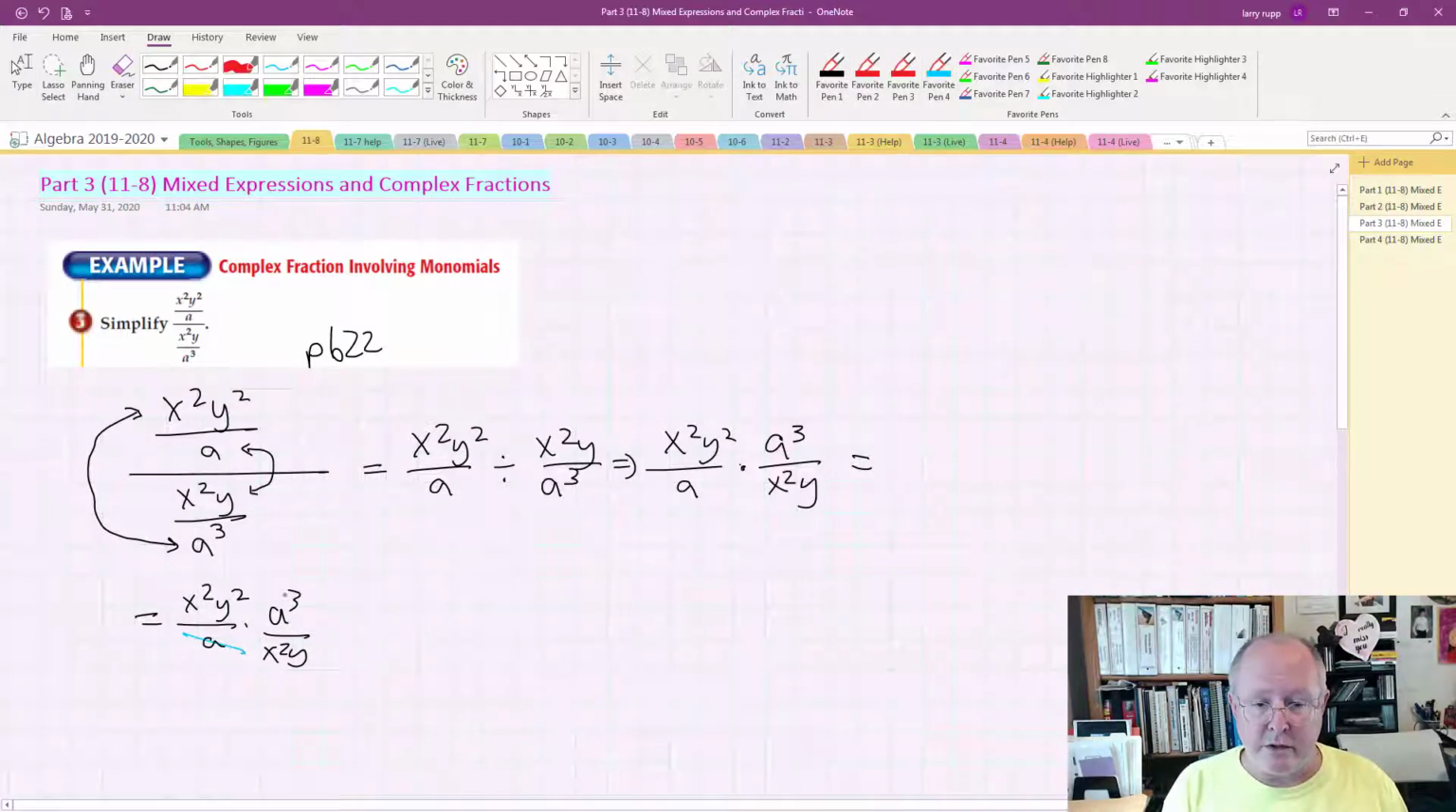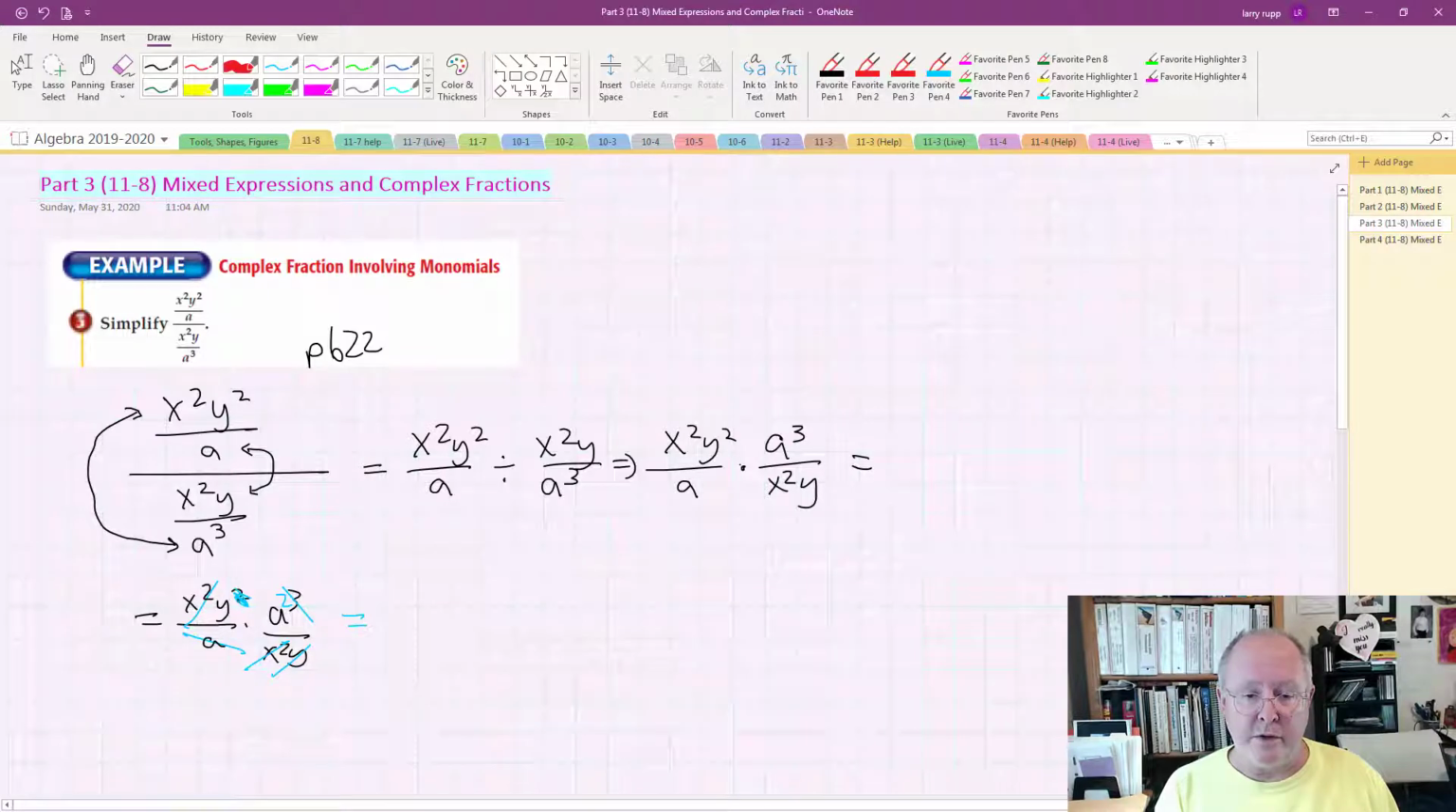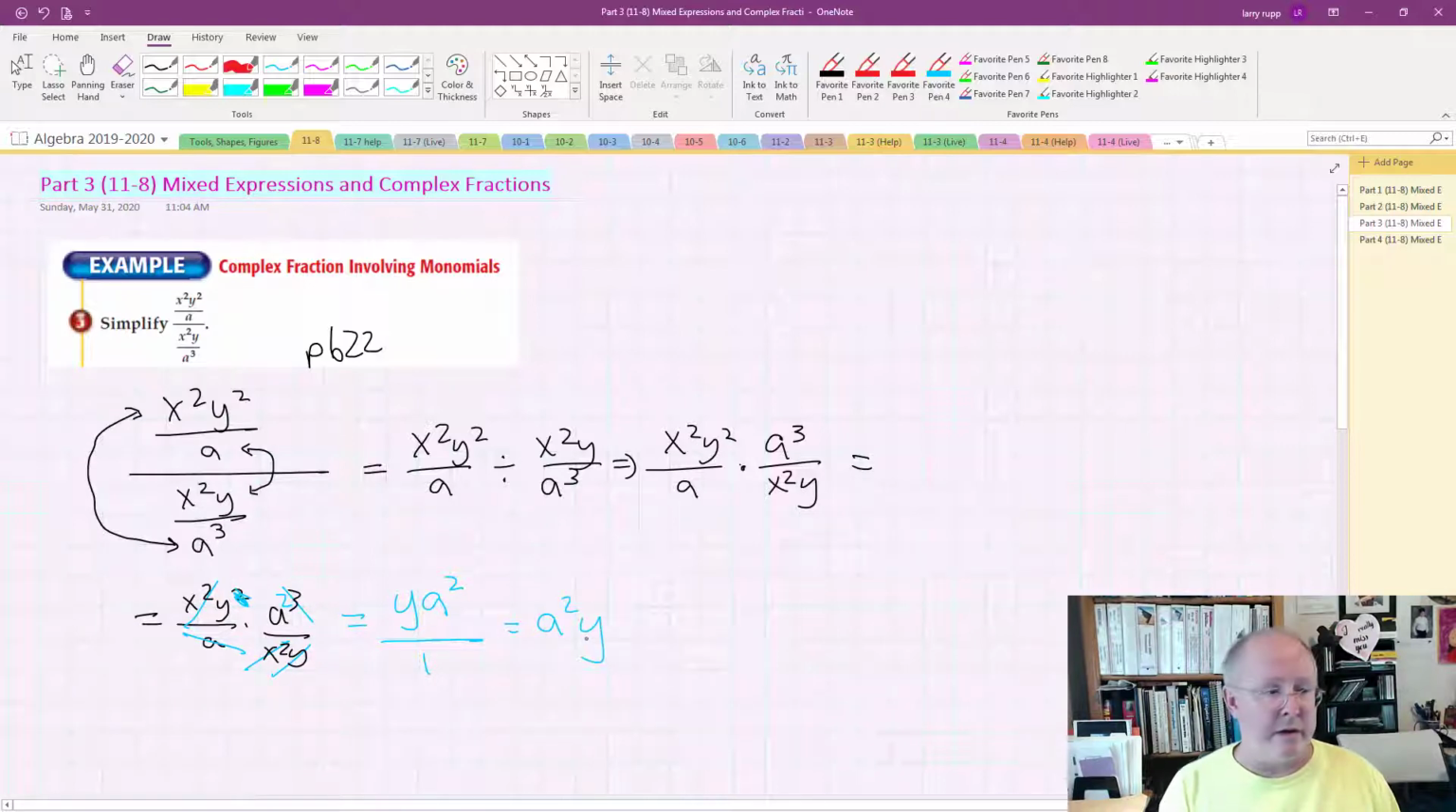This a will cancel with this a cubed and leave it as a squared. This x squared completely cancels that x squared, and this y cancels that y squared. So what you're left with is a squared over, wow, everything cancels. So it's a squared y is your answer.